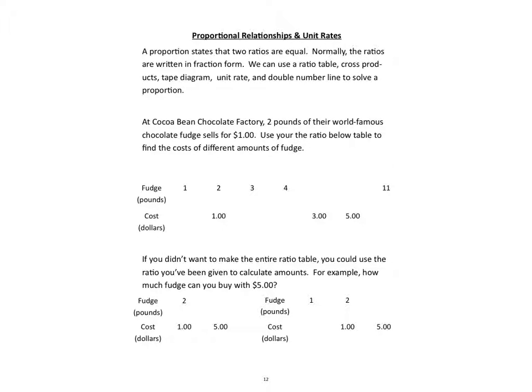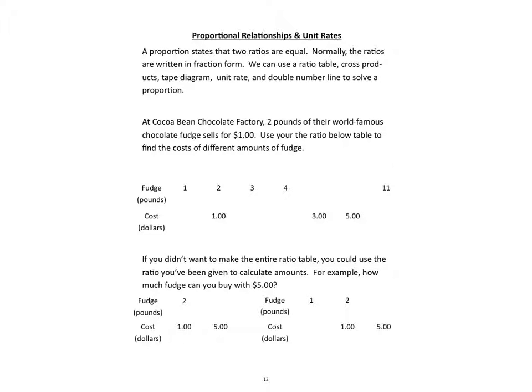But we can use this idea of a ratio table or cross products or a tape diagram or unit rates or a double number line or any of those to figure out the answer to a proportion. But before we get to that point, let's take a pretty simple problem. At Cocoa Bean Chocolate Factory, 2 pounds of their world-famous chocolate fudge sells for $1.